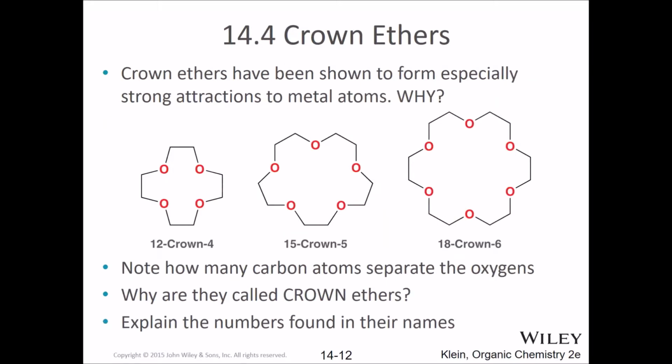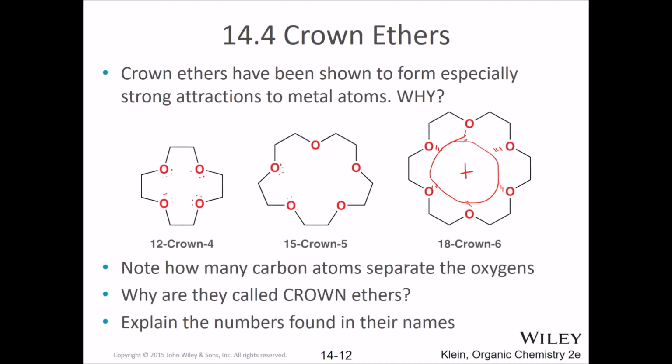Okay, so crown ethers have been shown to form especially strong attractions to metal atoms. Why is that? Well, look at this. Can you see my lone pairs here? All these lone pairs, just a ton of them. It's a shroud of lone pairs, right? And so you can have a big positive in here, and you've got all these negatives or partial negatives, which blanket that. Beautiful.